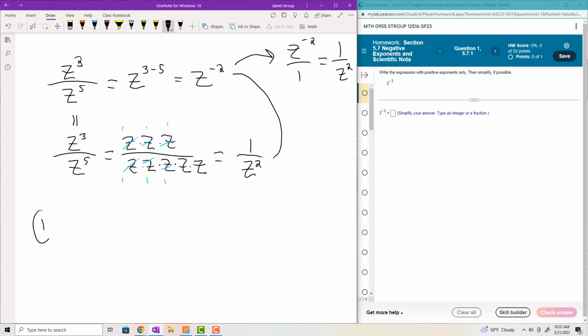Okay, so problem 1, we have 3 to the negative 2. They want you to write the expression with positive exponents and simplify if possible. So they're going to want you to multiply out at the end.